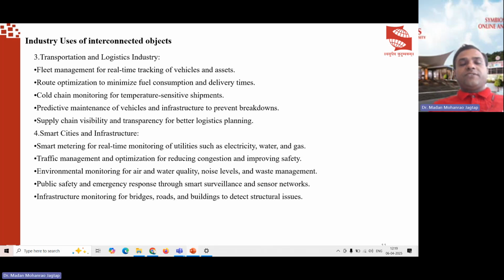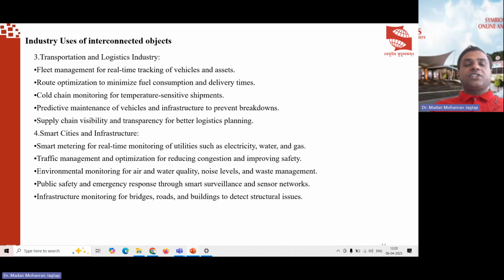Then public safety and emergency response. We can do public safety. We can receive emergency response through smart surveillance and sensor networks. So smart surveillance we can do with the help of interconnected objects. We can see through CCTV cameras and we can take action on that particular activity. We can have sensor networks. With the help of sensor networks, we can observe the particular activities and we can work on those activities.